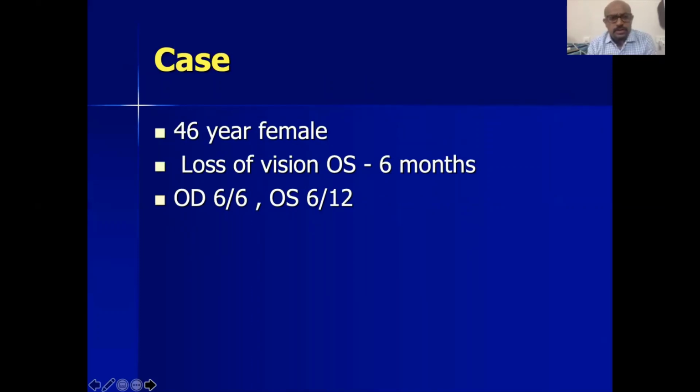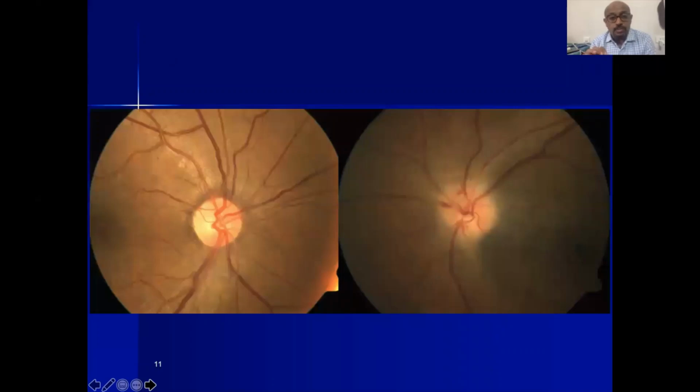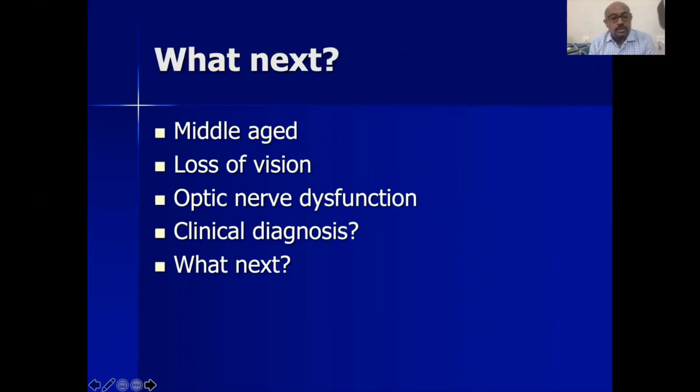This is a 46-year-old female who comes to you with a loss of vision for the last 6 weeks. Visual acuity is 6/12 in the affected eye, the other eye is normal. So here you have a patient who has a visual symptom. What you find here is the left eye has a blurred disc margin with a hemorrhage on the surface of the disc. And if you look at the right eye and say that the right eye also appears pale, I would agree with you. So now what would you do?